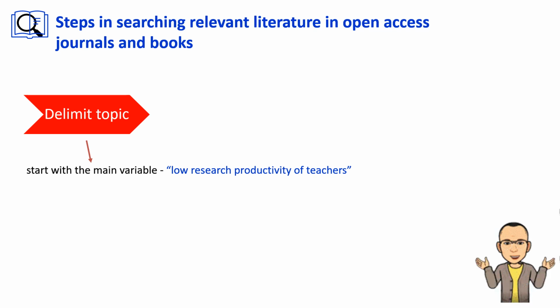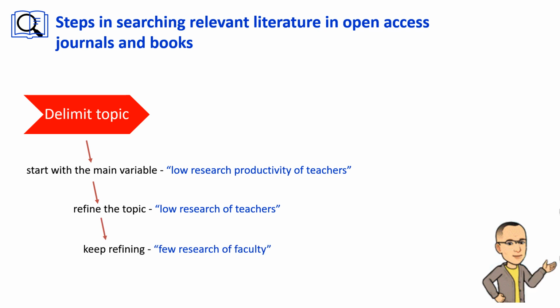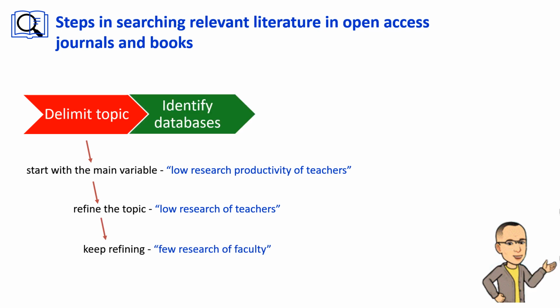If the database does not provide any source, you may refine the topic to low research of teachers or few research of faculty and keep refining until you finally get results. Second, identify relevant databases. Depending on your research topic, there may be multiple databases that are relevant to your search. The databases provided above are good examples of relevant databases.